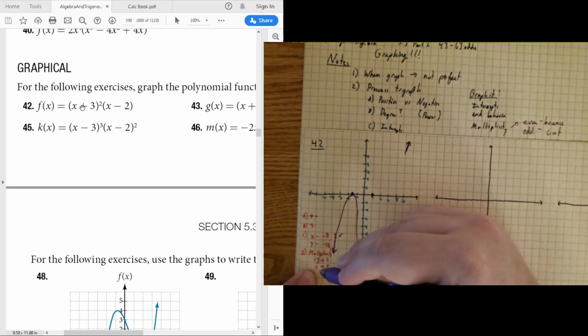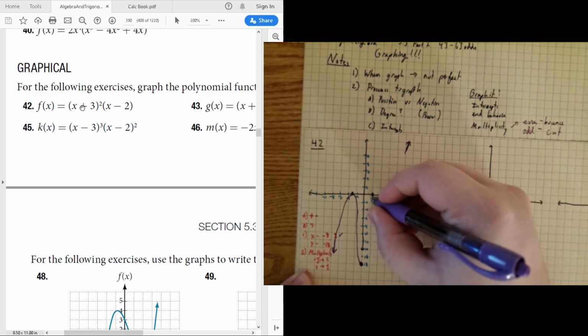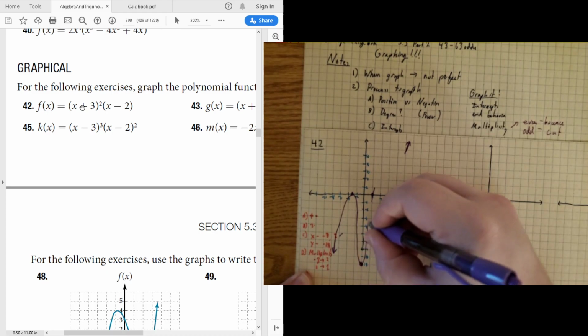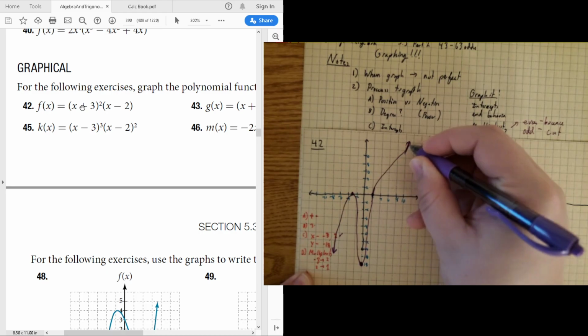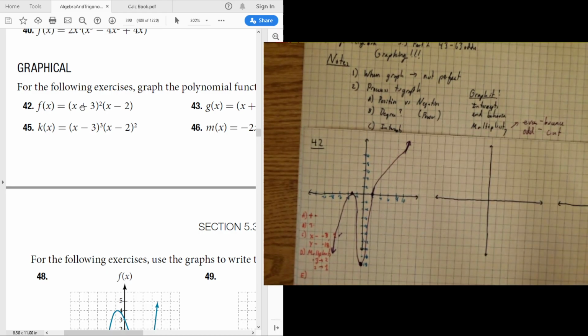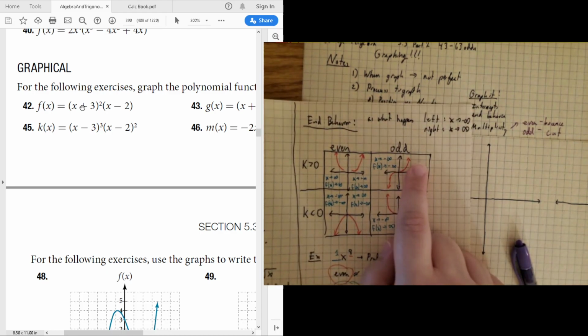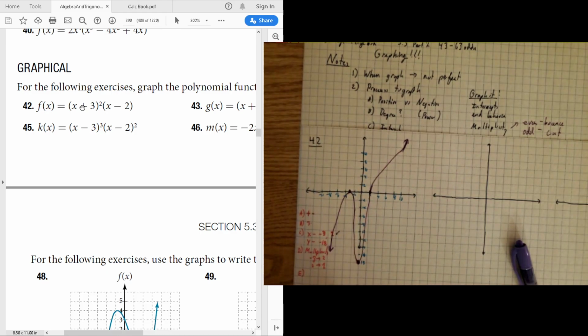Now, when it gets to 2, well, 2 has a multiplicity of 1. Odd multiplicities cut through. So what that means is it's not going to bounce at 2, it's going to cut through 2. Like that. Leaving us with this kind of wonky looking function. So, it's not perfect, right? But you'll notice it does have a kind of similar theme to this one, right? The left-hand side goes down over time, the right-hand side goes up over time. It's just in the middle, there's some wonkiness to it.